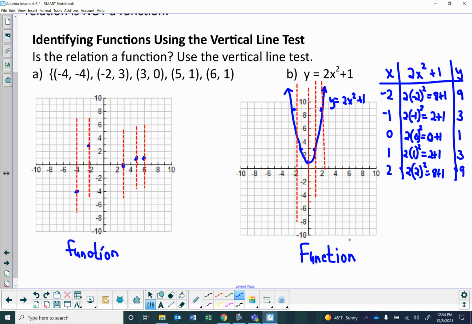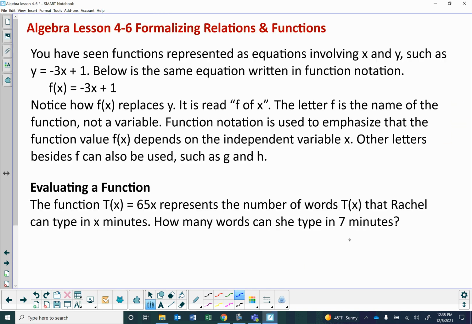Okay, so how you determine it is once you've graphed it, if it only crosses it in 1 point, no matter where you draw your vertical line, then it would be fine. If you get a vertical line, it's going to cross it multiple times, so a vertical line is definitely not a function.